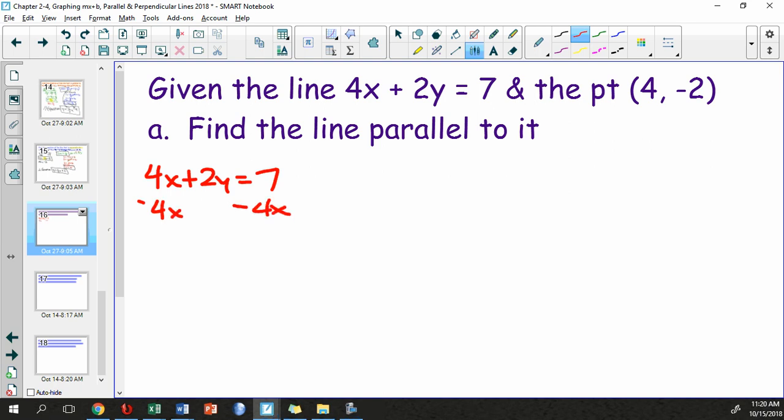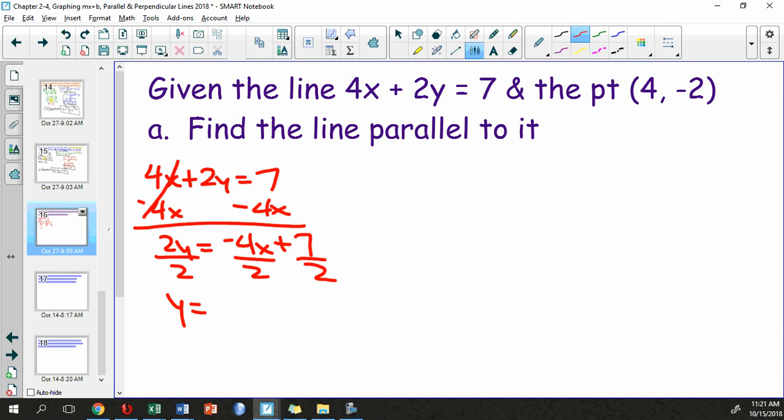Subtract 4x. 2y is equal to negative 4x plus 7. Divide each and every term by 2. What's negative 4 divided by positive 2? Can I do anything with 7 over 2? No. What do I need out of that equation? I need this slope right here. So my slope is negative 2.